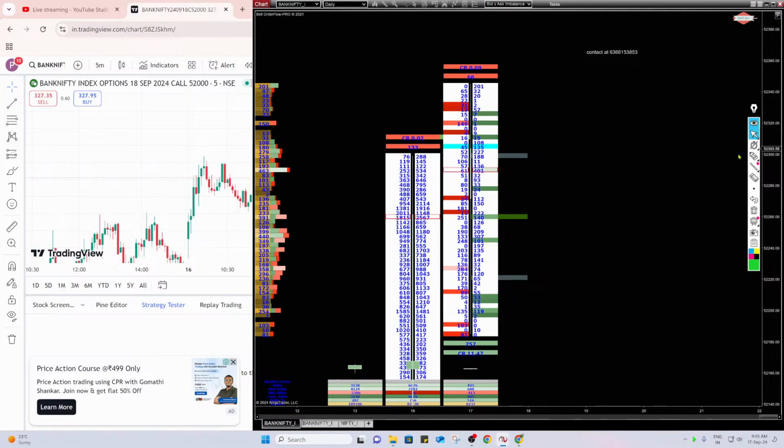I am watching for this point. This 9 order has to cross this order and then go up. There are fresh sellers here, that is why it came down a little bit. Now we will see what is going to happen in the future.